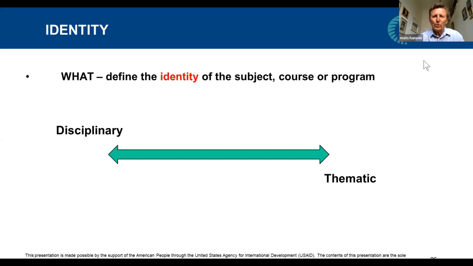Right, I just clicked, I lost myself here. So now I can see myself also. Good.